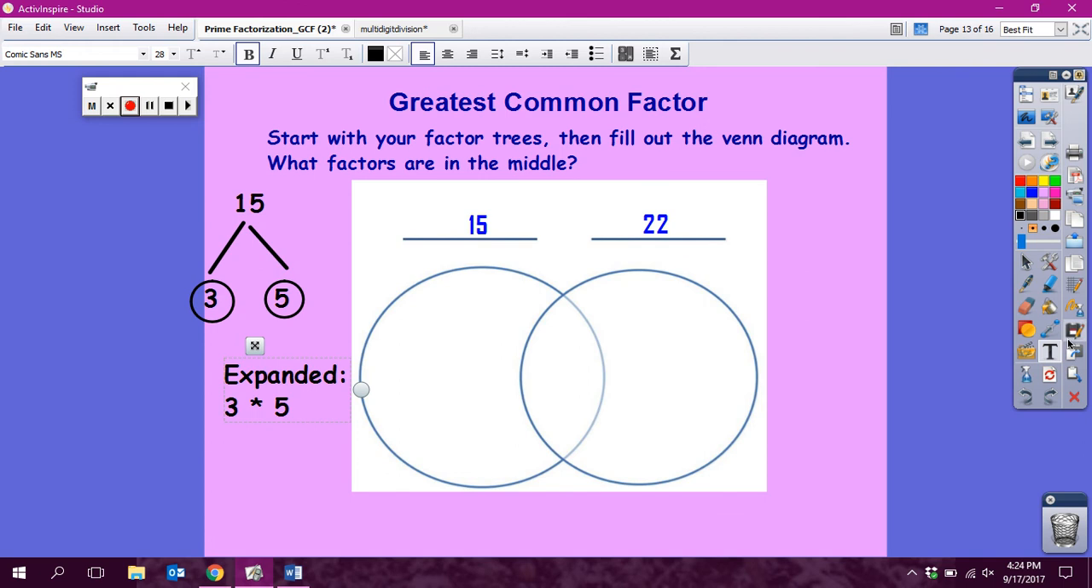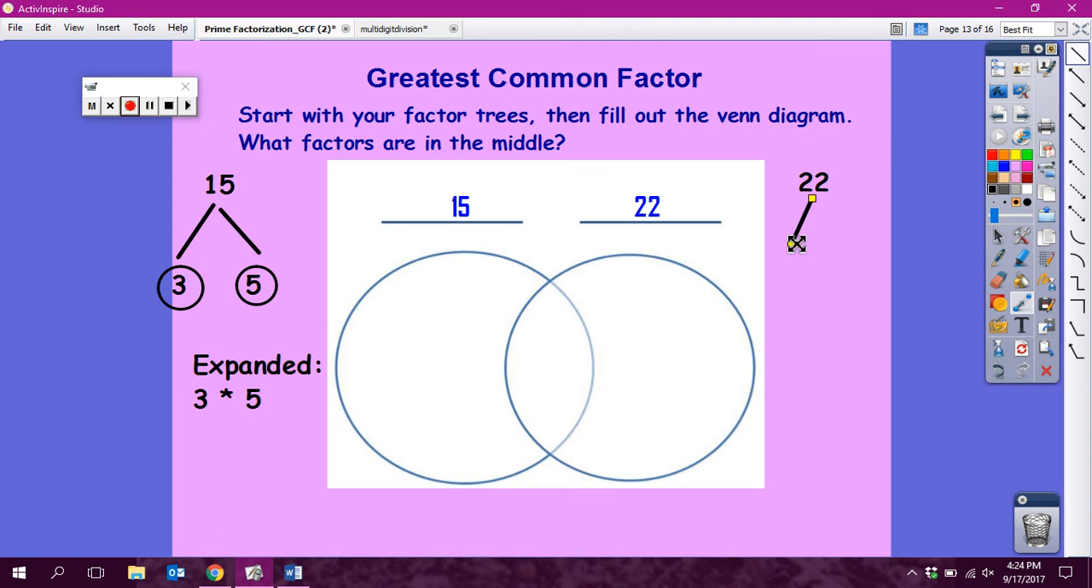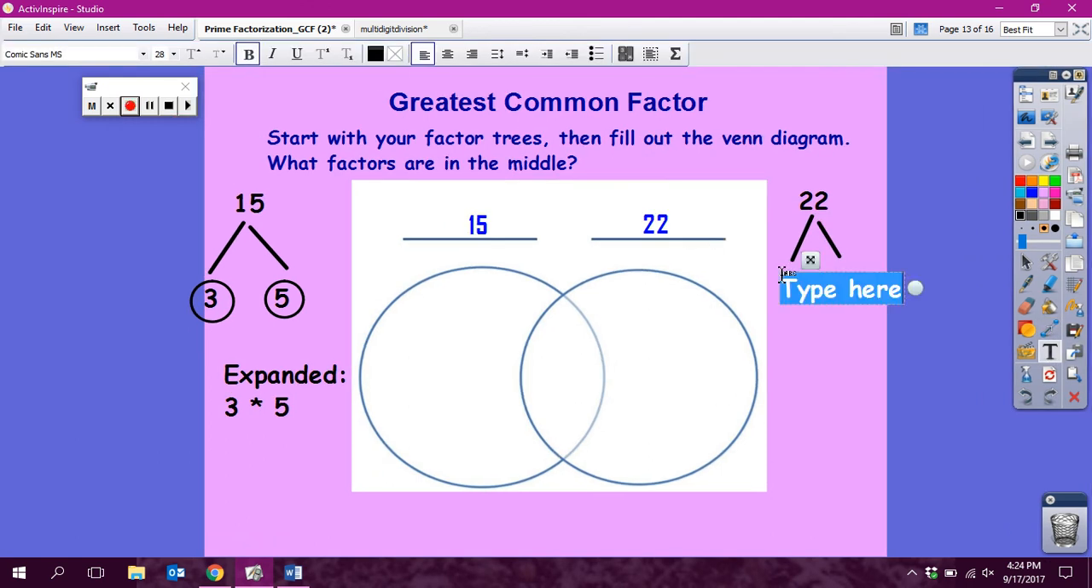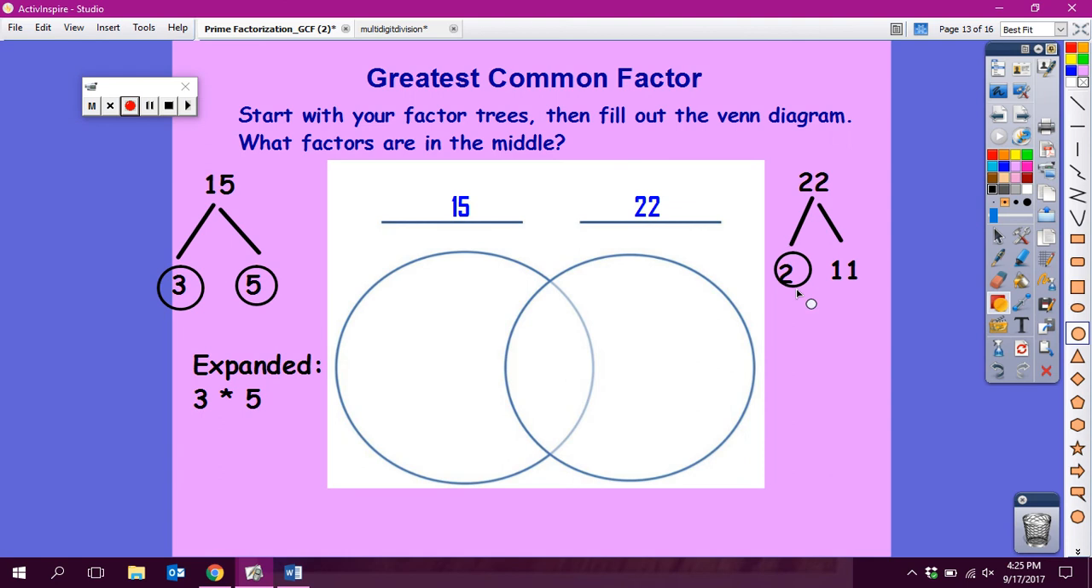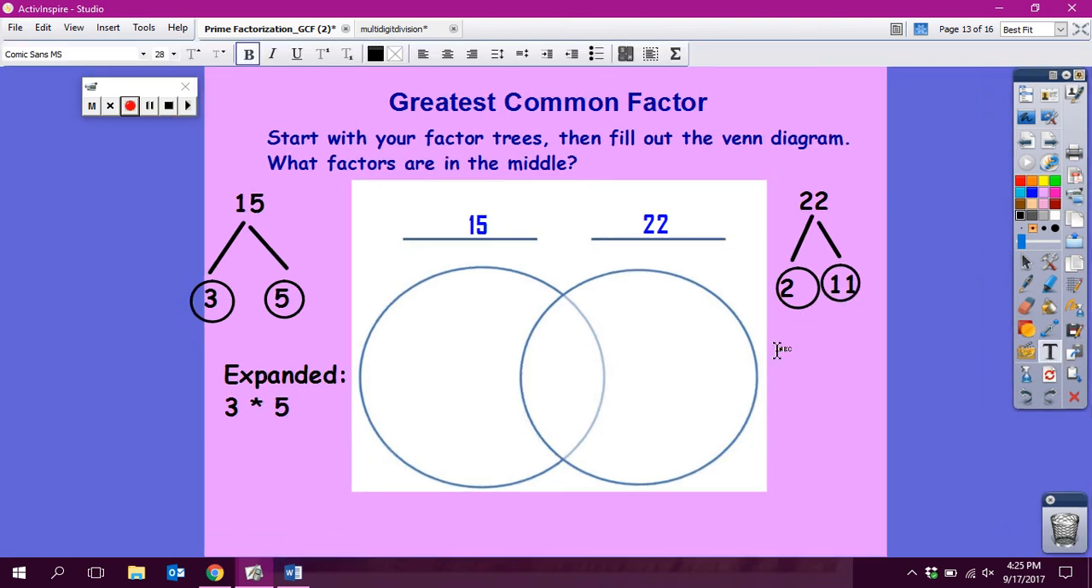Woohoo! Okay, and 22 is my other number here. When I break that down, the only thing that 22 can be broken down into is 2 and 11. Both are prime numbers, so again, I had that one pretty easy. Okay, so the expanded form for this, again, is going to be pretty short. I've got 2 times 11.